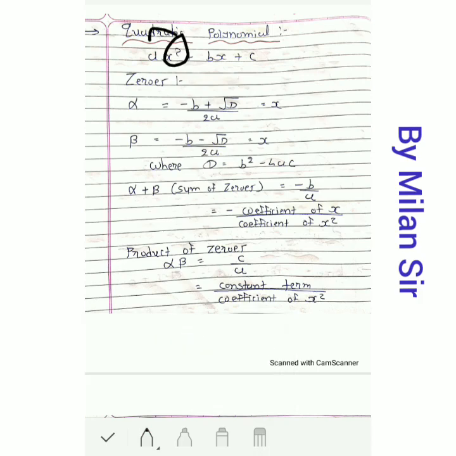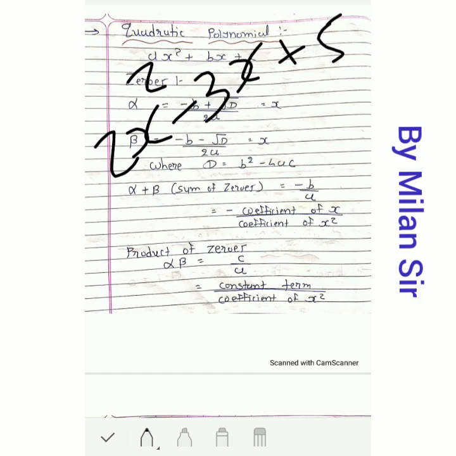X square coefficient is a, b means coefficient of x, and c is the constant term. But whenever we are writing a, b and c, we write them with the sign. Suppose the polynomial is 2x square minus 3x plus 5, then what is the value of a? It is the coefficient of x square, that means 2.